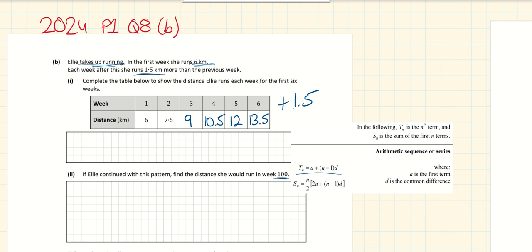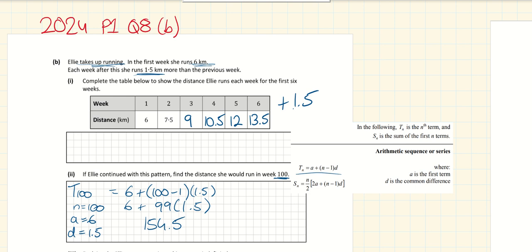So this time what we're looking for is term 100. Okay, so we'll sub in n equals 100. We know our first term is 6 and our common difference is 1.5, so we can just sub all of these things in. So term 100 is a, so 6 plus 100 minus 1 times the common difference, which is 1.5. So 6 plus 99 by 1.5, and that gives us 154.5 kilometers. Okay, so she's running a lot in that week.